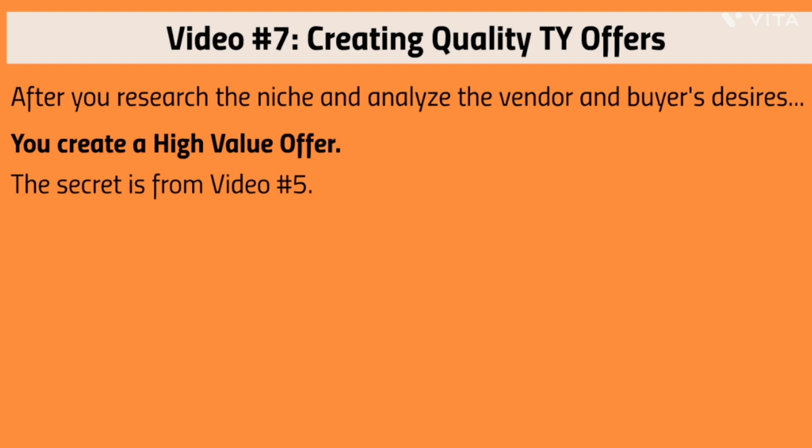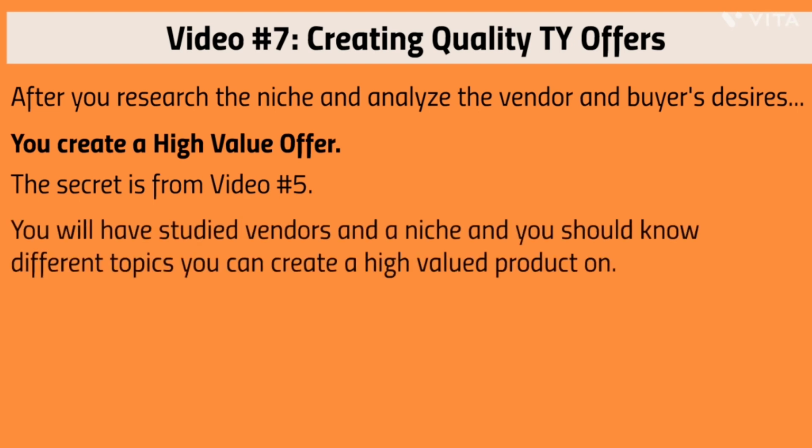The secret is from video number 5, where we talk briefly about finding vendors to piggyback on. In doing so, we were able to study the vendors and a niche, and you should know different topics that you can create a high value product on. Remember, it's not about creating something that the vendor has already created. It's about creating something of high value that is not in direct competition, but is related in some fashion, so that the vendor will actually say yes.